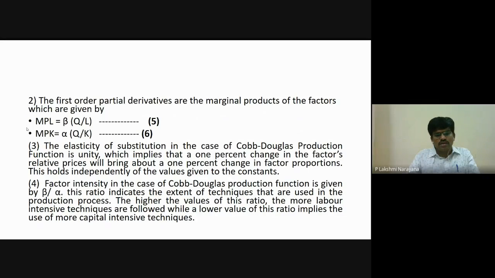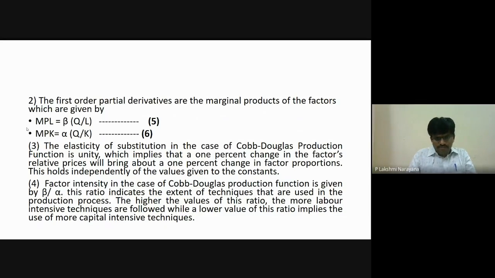I repeat again, the elasticity of substitution in the case of the Cobb-Douglas production function is unity, which implies that a 1% change in the factors' relative prices will bring about a 1% change in factor proportion. This holds independently of the values given to the constants.